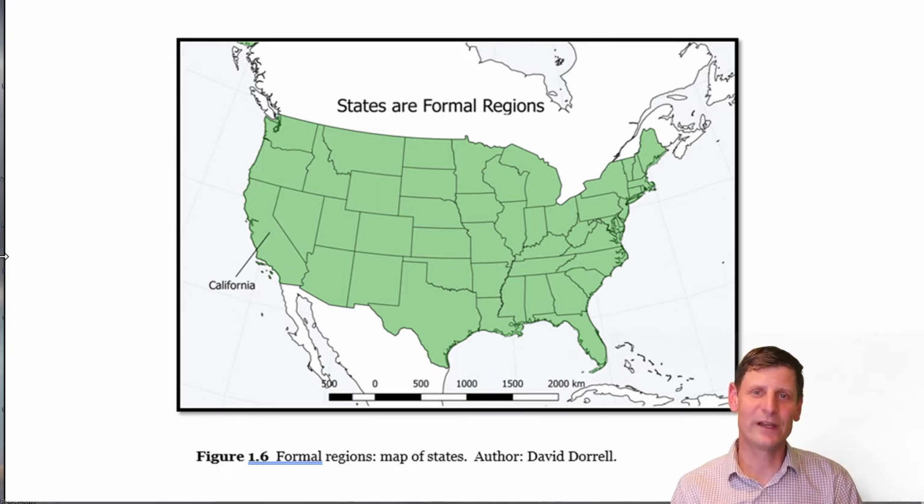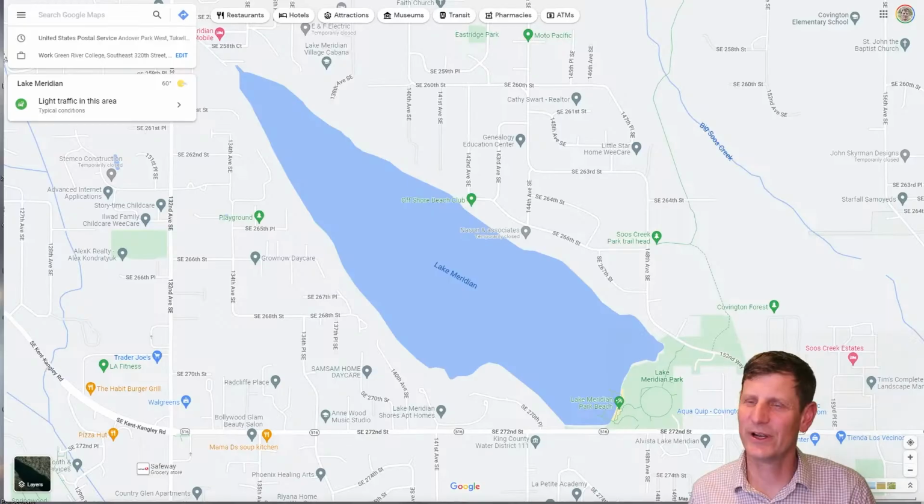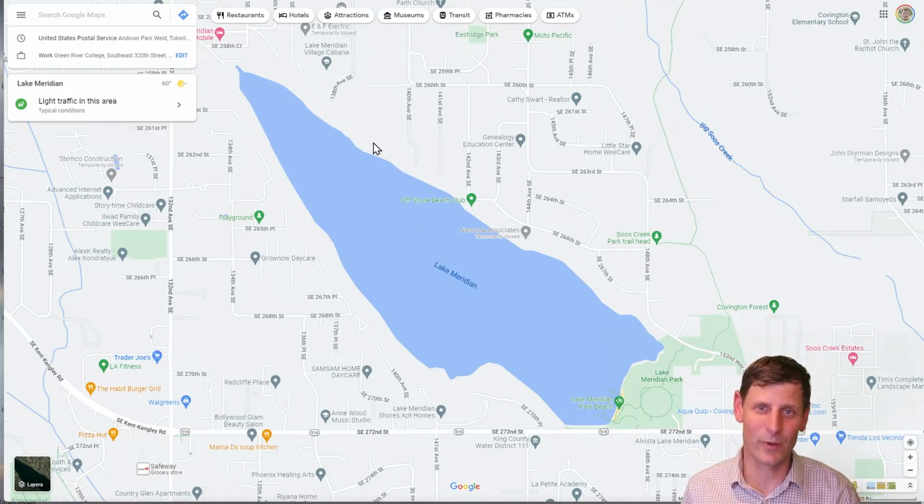Let me give another quick example of a formal region, and I'm actually going to pull up a map here. This is an example of a formal region of a lake. So the lake has the same thing everywhere inside of it, that is water, and nowhere outside of it, so land. It has a clear boundary because no one drew a line saying the lake is here. That's where the thing that is continuously everywhere inside of it stops being everywhere inside of it and stops being water and starts being land.